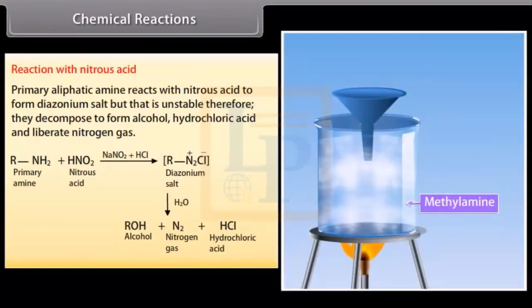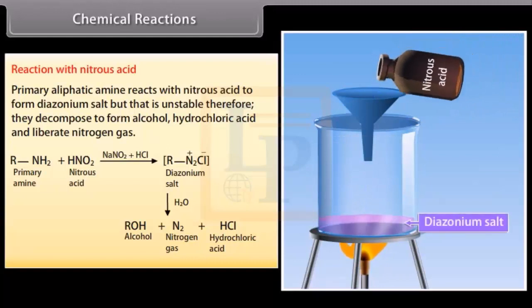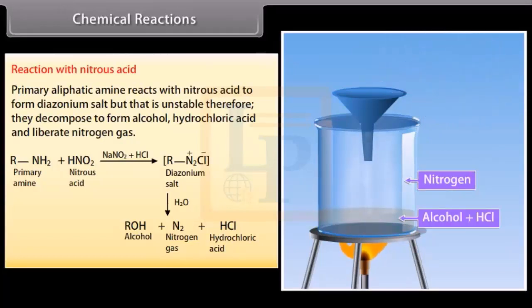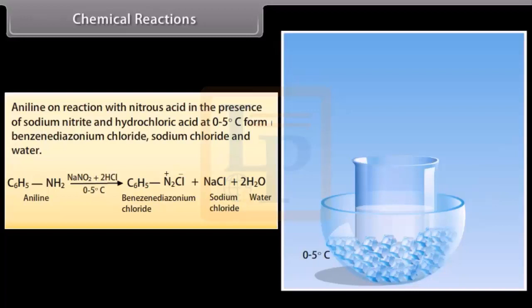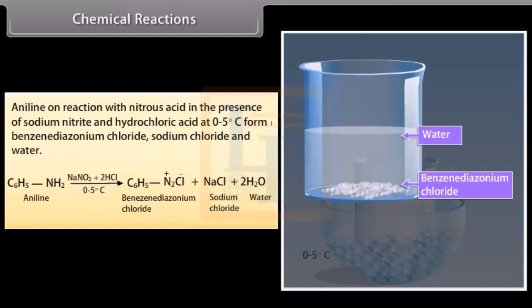Reaction with nitrous acid. A primary aliphatic amine reacts with nitrous acid to form a diazonium salt, but that is unstable. Therefore, it decomposes to form alcohol, hydrochloric acid, and liberates nitrogen gas. Aniline on reaction with nitrous acid in the presence of sodium nitrite and hydrochloric acid at 0 to 5 degrees Celsius forms benzene diazonium chloride, sodium chloride and water.